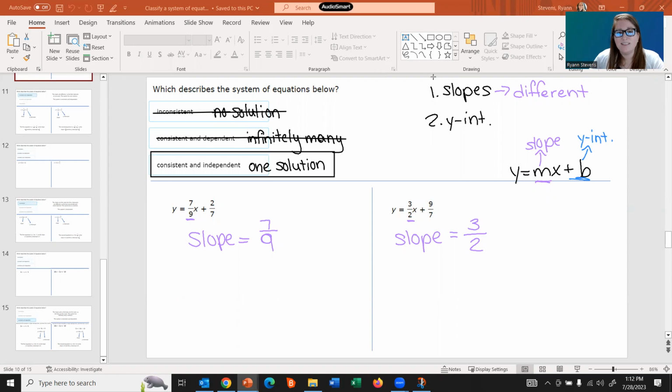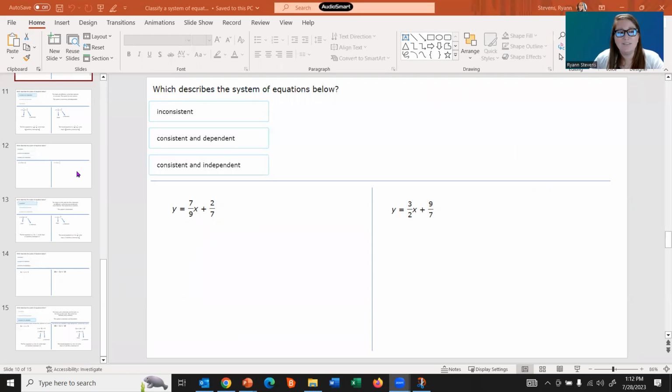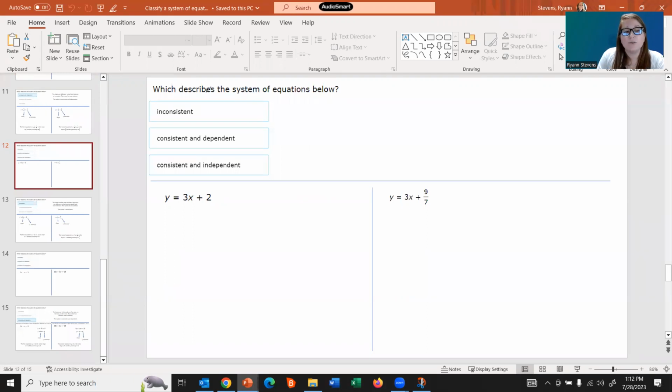All right, so let's look at another example we have. So now we have this system of equations. We've got y equals 3x plus 2, and we have y equals 3x plus 9/7. So we have our answer choices: inconsistent, which is no solution. We have consistent and dependent, which is infinitely many solutions. And we have consistent and independent, which is one solution.